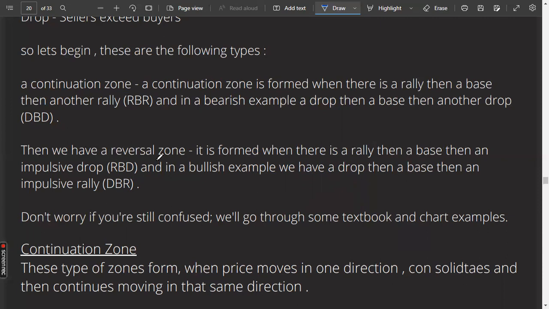But there is what we call a reversal zone, okay? Because the market will not go up all the time, okay? You may see some sort of reversal. Let's just explain so that you may understand. Let me not talk much. So actually a reversal zone is formed when, for a bullish movement, okay? Or this is in a bearish, okay? In a bearish, you will see a rally, then a base, then a drop.